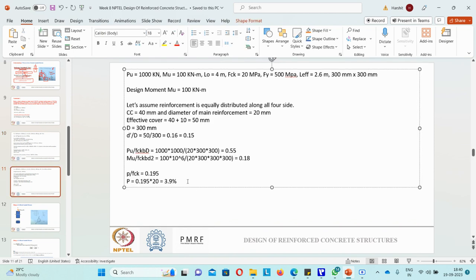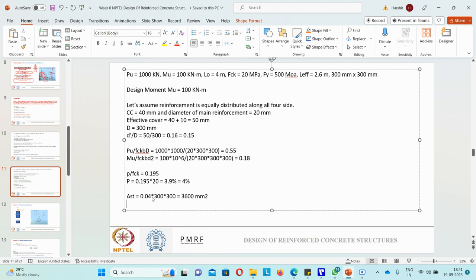So this shows that if we had provided 2% steel, it would be able to resist the axial load, but it won't be able to resist the moment. So we need to provide a little higher percentage of steel. Just to round it up, let's say we are providing 4%, just to be on the safer side. So my Asc will come out to be 4% of gross area, so 0.04 times 300 into 300, which is nothing but 3600 mm square.